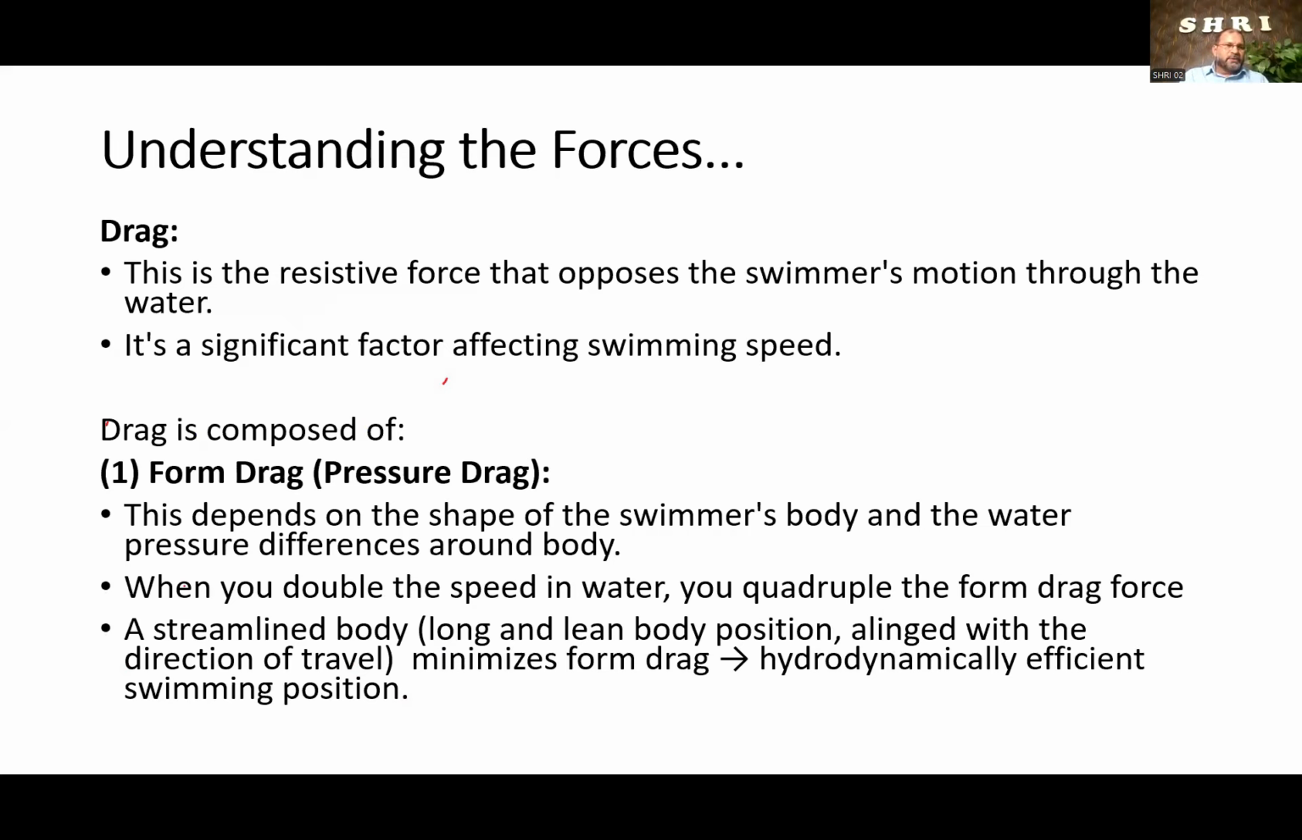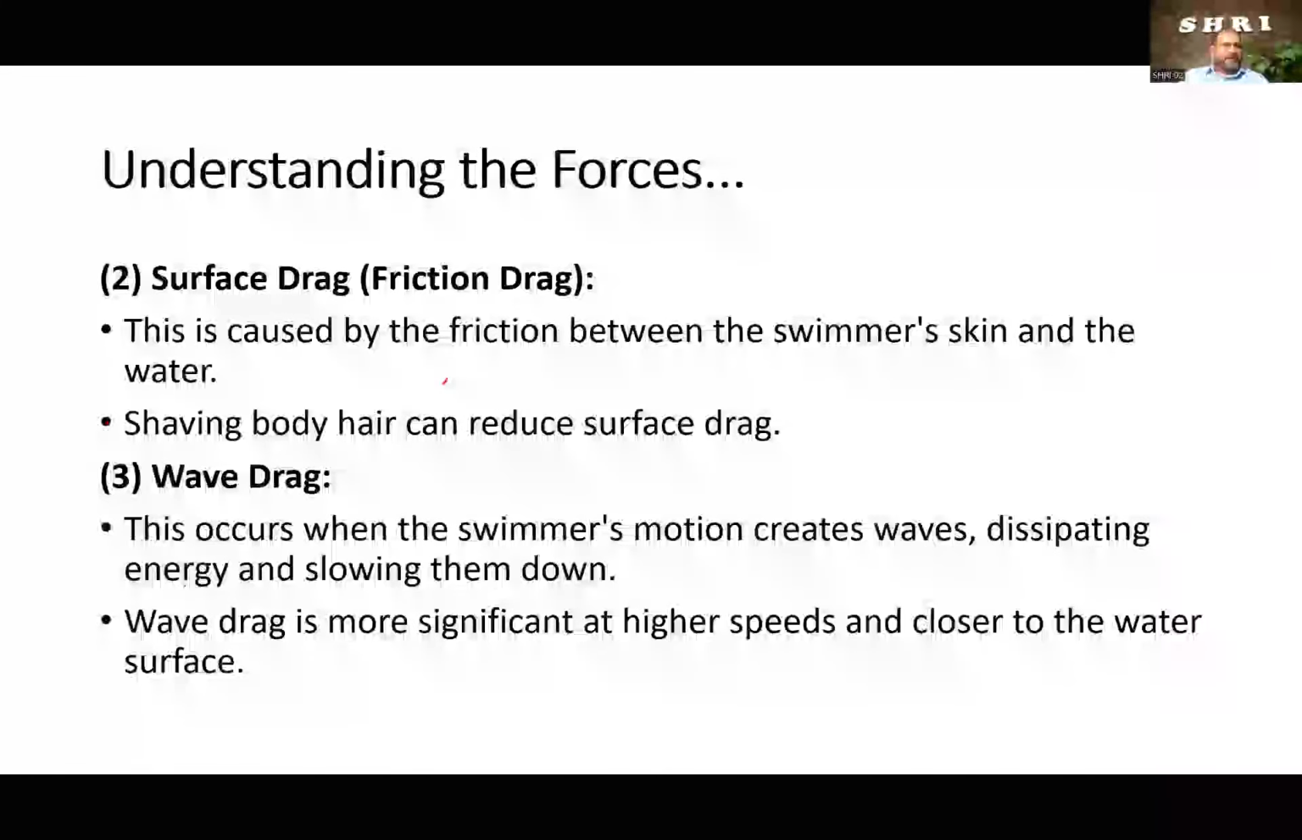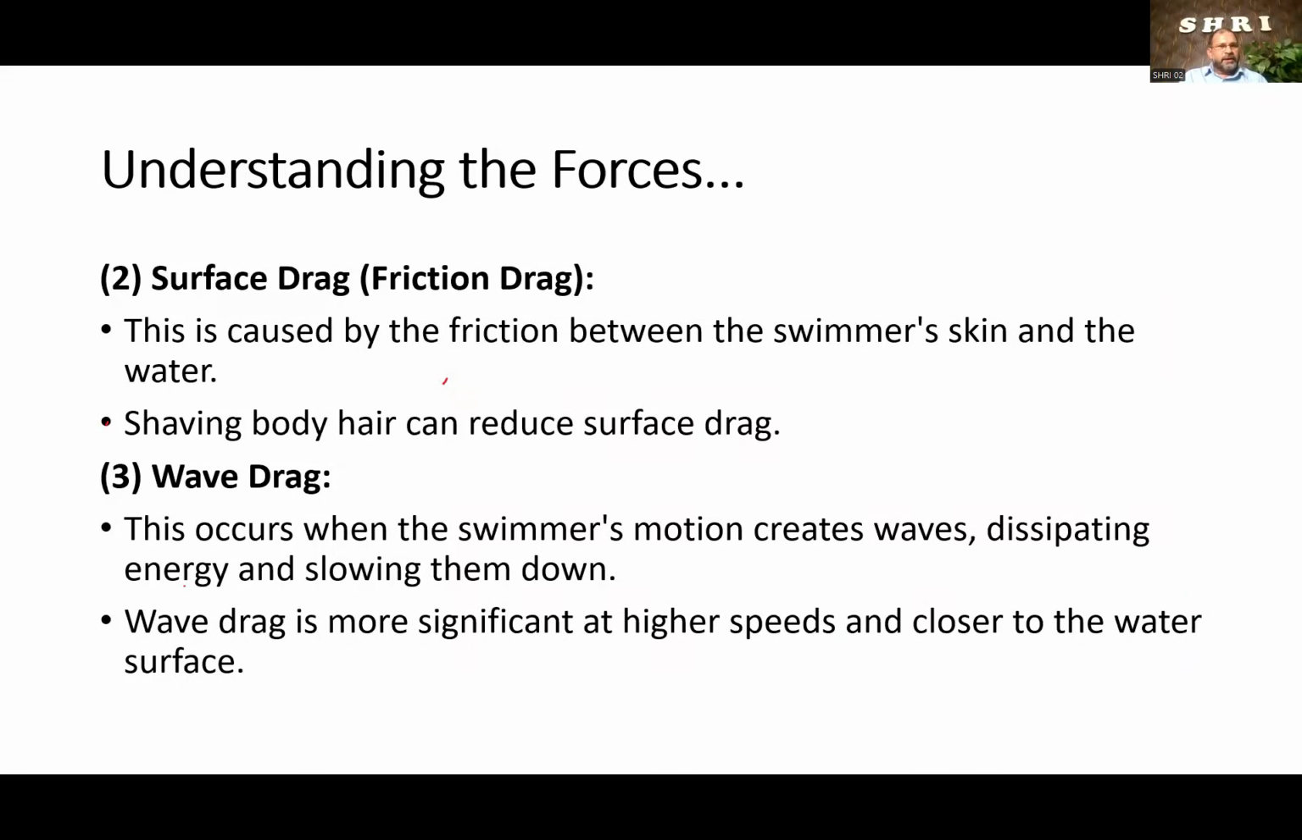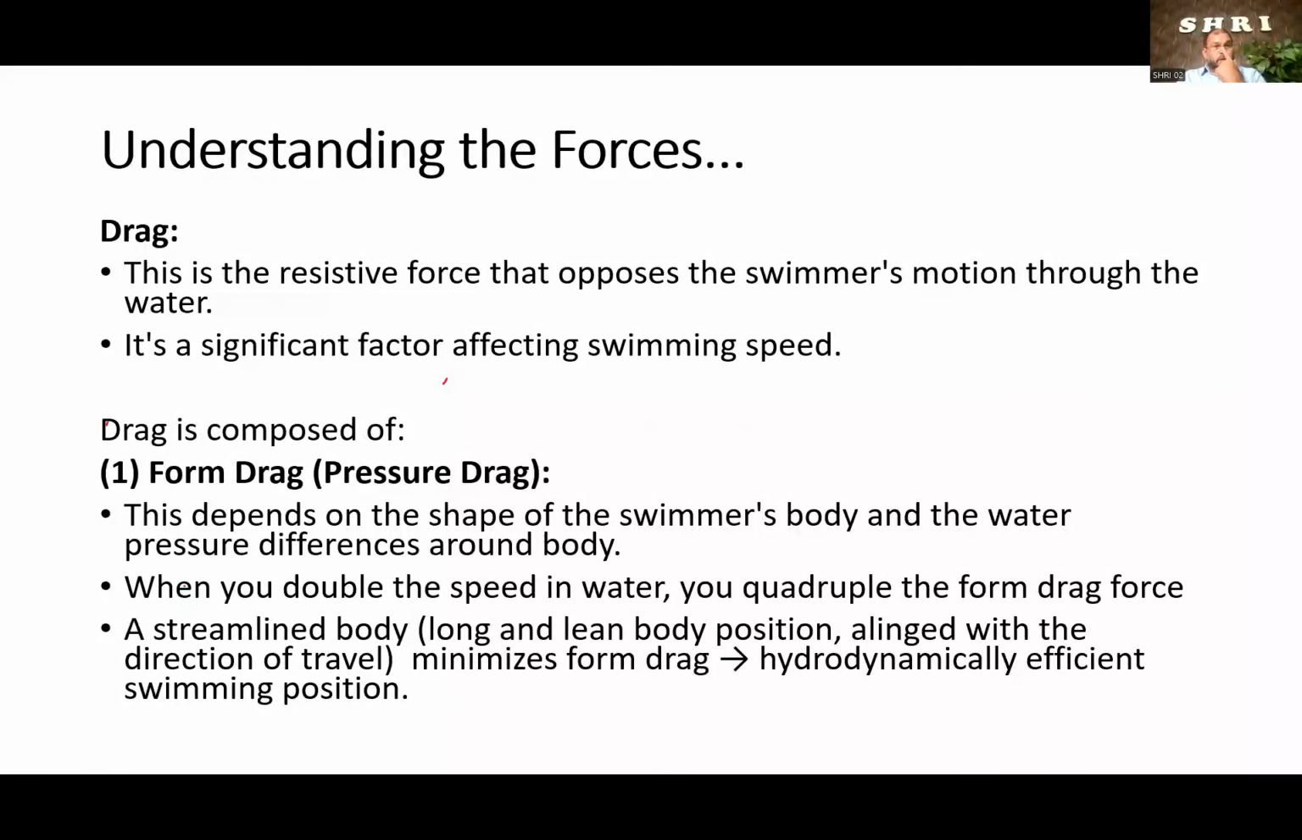The other one is drag force. There are three types of drag forces. So the one is form drag or pressure drag. The other ones are surface drag and wave drag. So this drag is the resistive force. So this is the force which resists the swimmer's propulsion. So this is the resistive force that opposes the swimmer's motion through water. So the swimmer has to try to reduce the drag force to swim faster. So this is one of the significant factors affecting the speed in swimming.